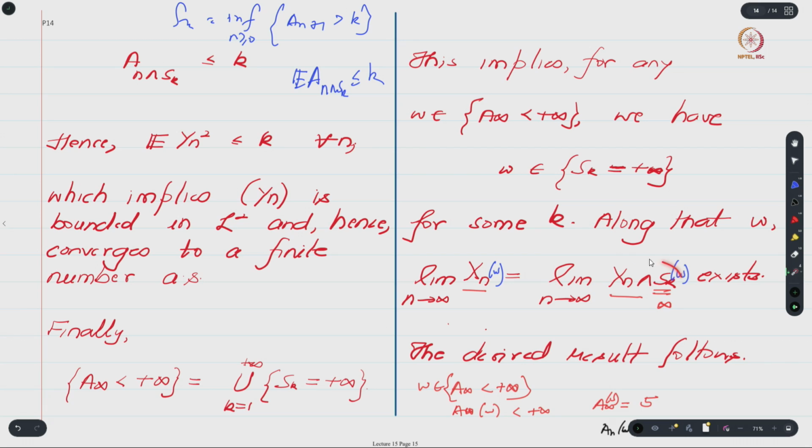However, we know that the stopped process limit always exists, or almost surely exists, and from that observation one can conclude that on such an omega your limit Xn exists. If you think a bit about this, what this implies is that almost surely on this event your limit Xn actually exists by using this fact over here, and we can now conclude the desired result.